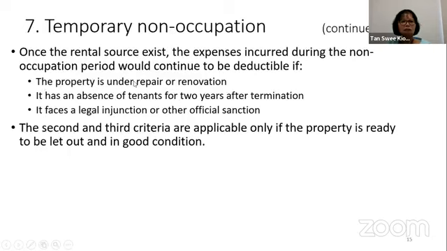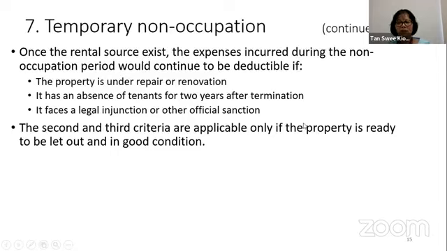First, the property is under repair or renovation. For example, your old tenant has moved out and the house looks so run down. So you need to repair it, and during that repair period of 2 months, you can't rent it out to people. Yes, these expenses incurred during those 2 months are deductible. Or, second, there is an absence of tenants for 2 years after termination.